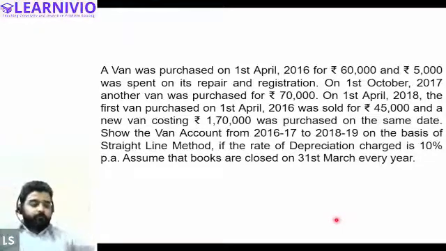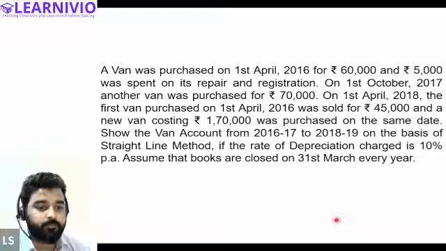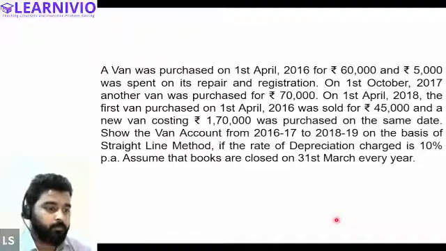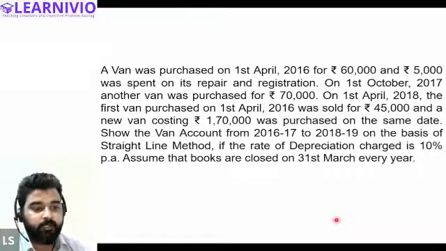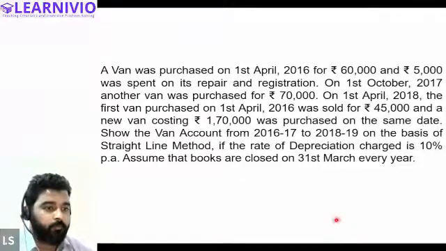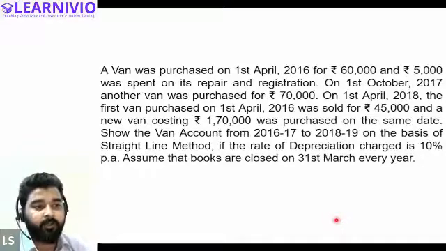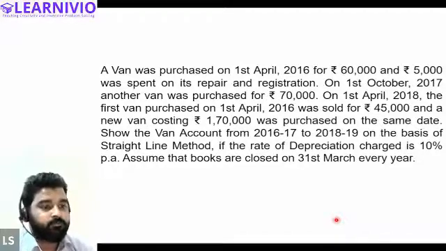Sir? Yes, Samiksha. Sir, I did it again. The first one balance is still coming 58,500. At the end of the third year, no? No, the first one, for the first year. Okay, I was asking for the third year. Okay, yeah, that is correct. 58,500 as the closing balance for the first year.